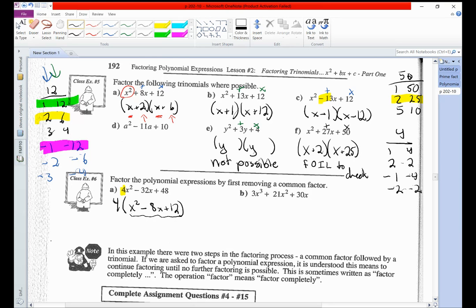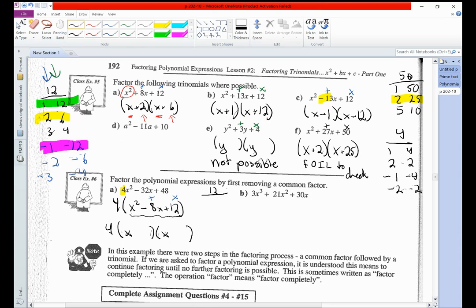So now when I write my brackets at the bottom, I'm going to write 4, bracket x, bracket, bracket x, bracket. I can't forget about that 4. That 4 is still part of the problem. So now I'm looking for two numbers that multiply to 12, add to negative 8. So I'm multiplying to a positive number, but I'm adding to a negative. They should add to a negative number, which means the two numbers I'm looking for are probably going to be negative.